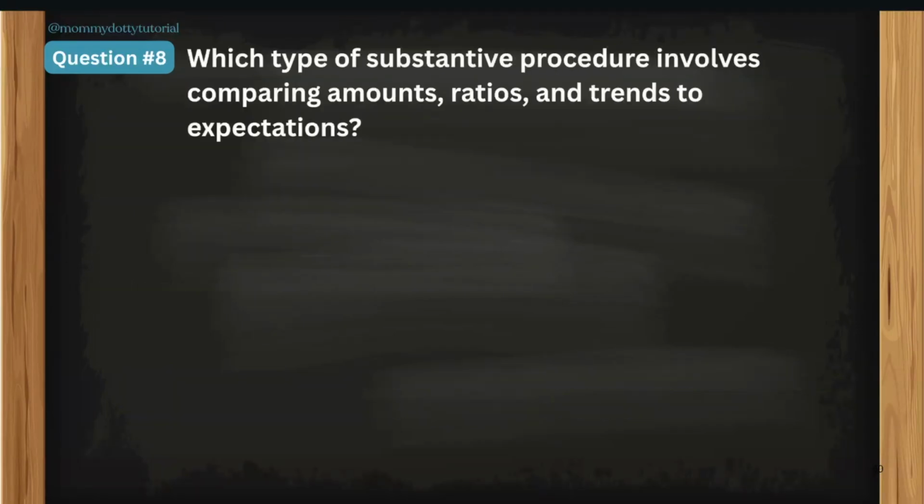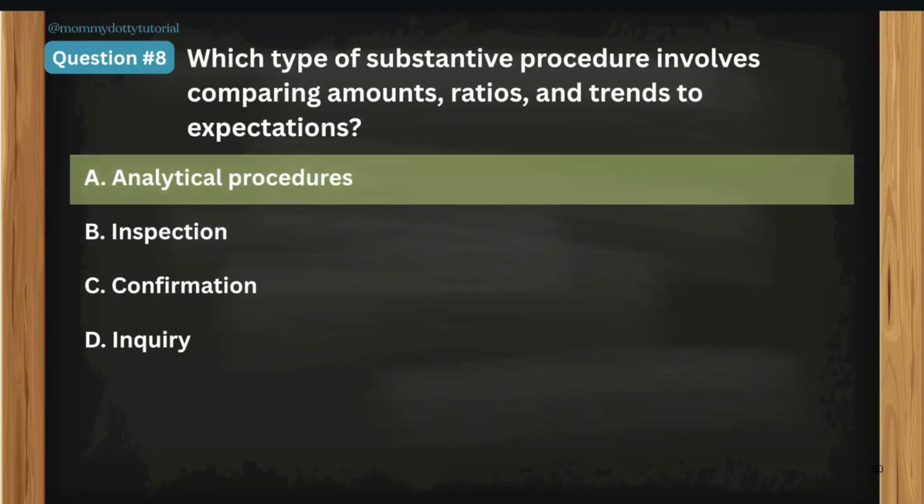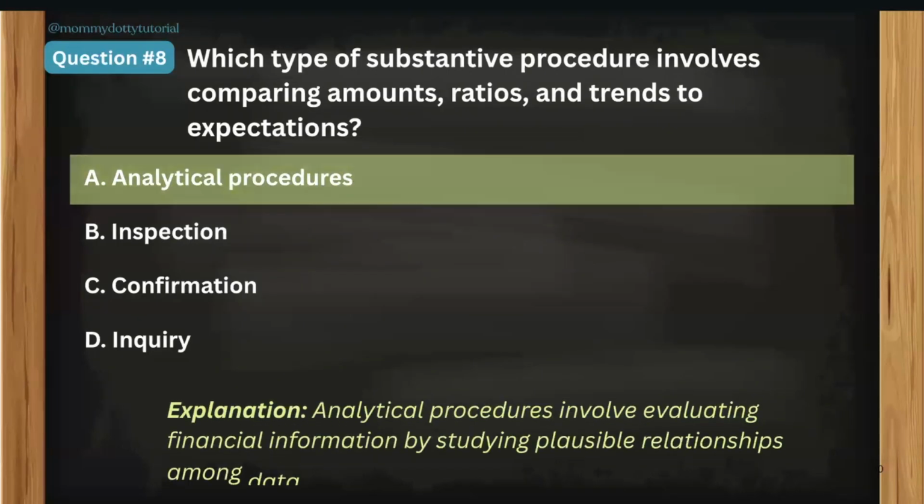Okay, now let's go to question number 8. Which type of substantive procedure involves comparing amounts, ratios, and trends to expectations? A, analytical procedures. B, inspection. C, confirmation. And letter D, inquiry. You may pause the video to think. The correct answer is A, analytical procedures. Analytical procedures involve evaluating financial information by studying plausible relationships among data.